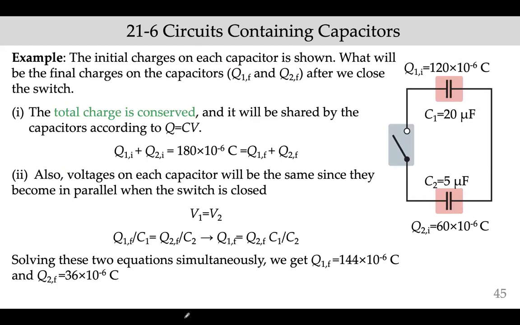Okay, so in this example, we have 2 capacitors again. Initially they are charged. The first has some charge, and the second one has half of the charge that C1 has. So this one has 120 microcoulomb, and the second one has 60 microcoulomb of charge.